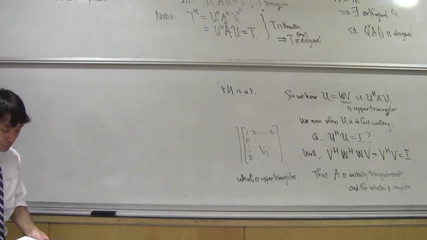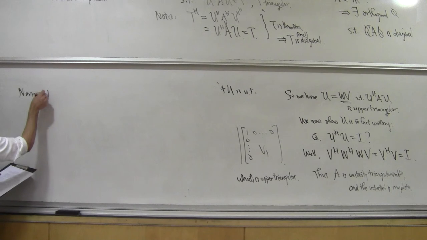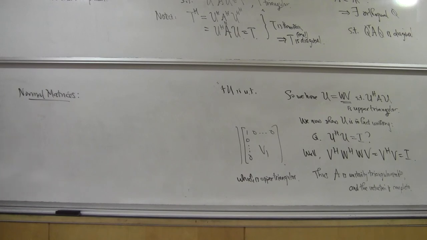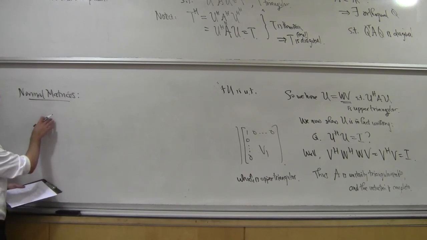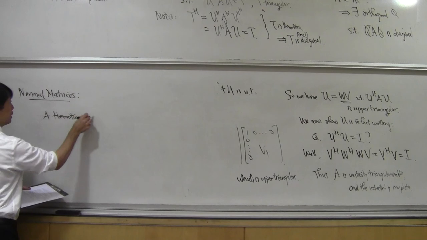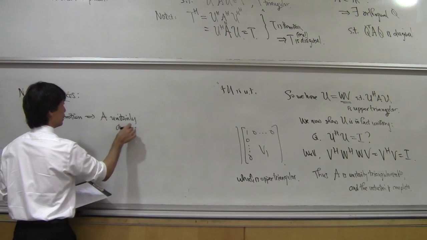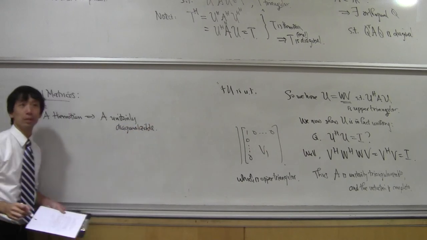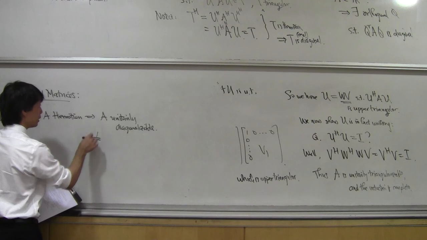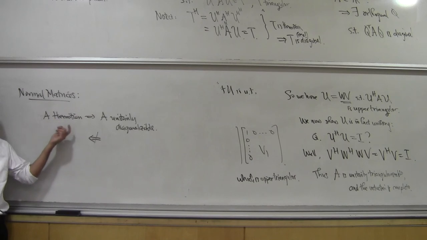Let me just start off with another idea. This is called normal matrices. We'll be able to get a little bit of this. We see that A Hermitian implies A is unitarily diagonalizable. But the opposite is not true. It's not true that A unitarily diagonalizable implies that A is Hermitian. The converse is false.